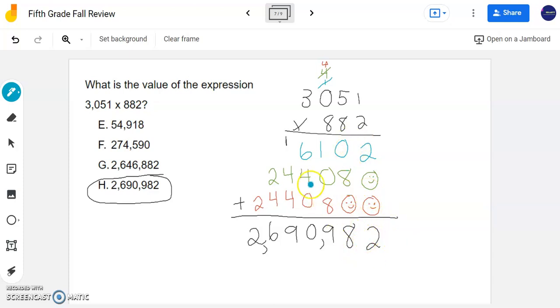2, we have 8. 8 plus 1 is 9. 6 plus 4 is 10. 4 plus 4 is 8. Plus 1 is 9. 4 plus 2 is 6. And 2 is 2. Now notice here I have 2,690,982. Now, as you are multiplying, you probably recognize that E and F could not be answers.